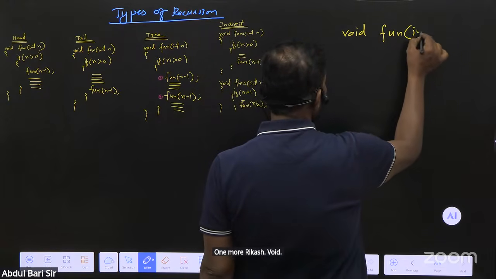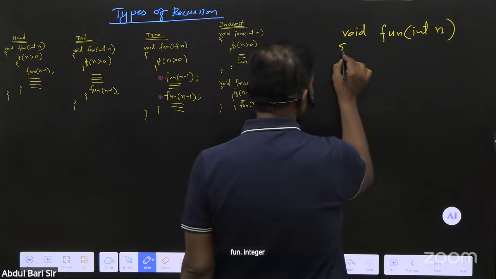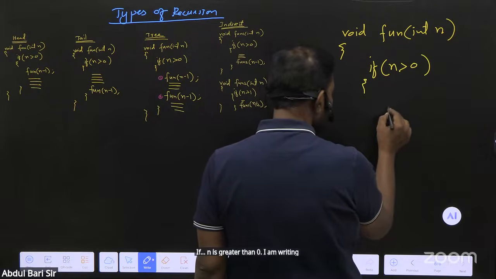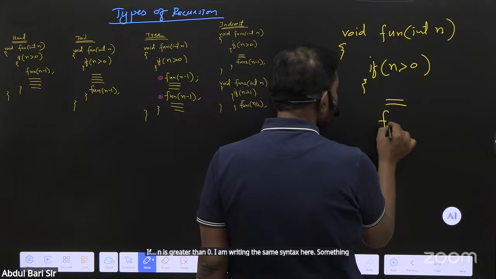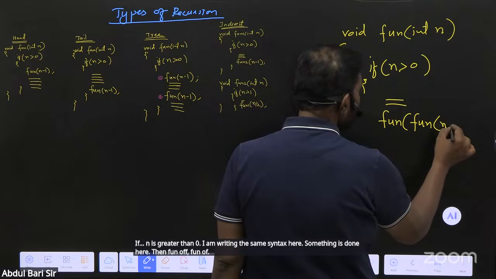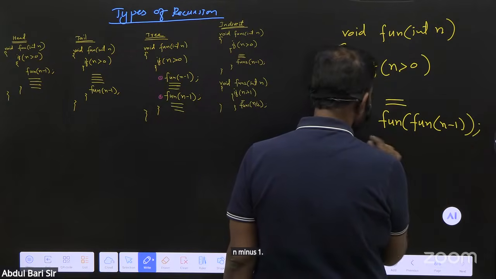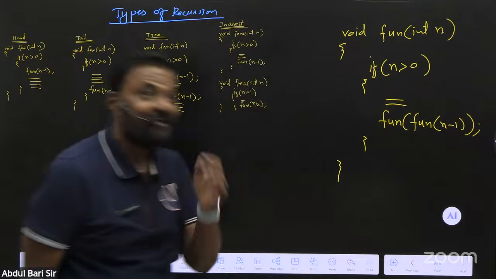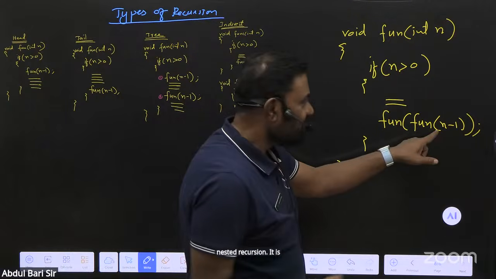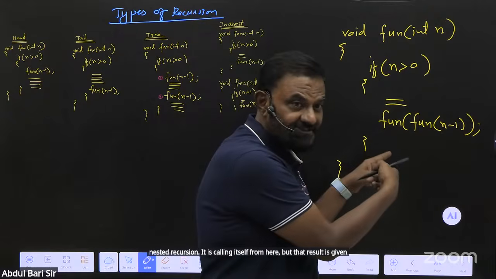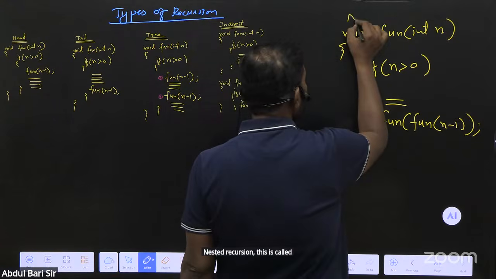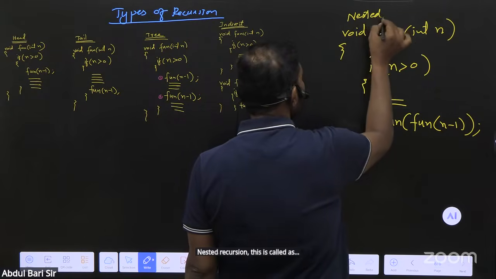Void fun(integer n), if n is greater than 0, I am writing the same syntax here. Something is done here. Then fun of n minus 1. It is calling itself from here, but that result is given to this call once again. This is called nested recursion.